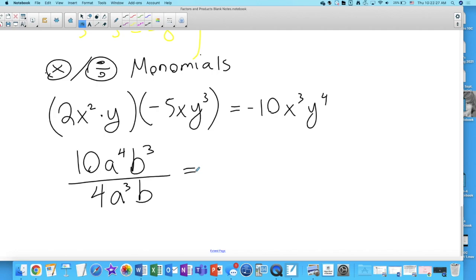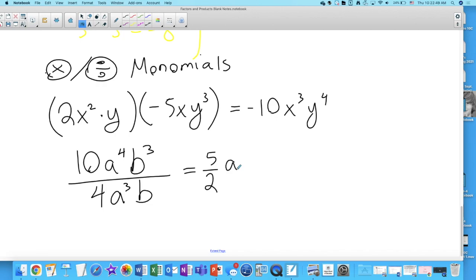And then what about this piece, the a to the 4 over a cubed? Yeah? A, because you're using your quotient rule, right? So subtract. So 4 minus 3 is 1, so it's a. And then b cubed over b? Would just be b to the 2. B squared. You're getting rid of one b. Correct. Top to the bottom. Yeah, good.